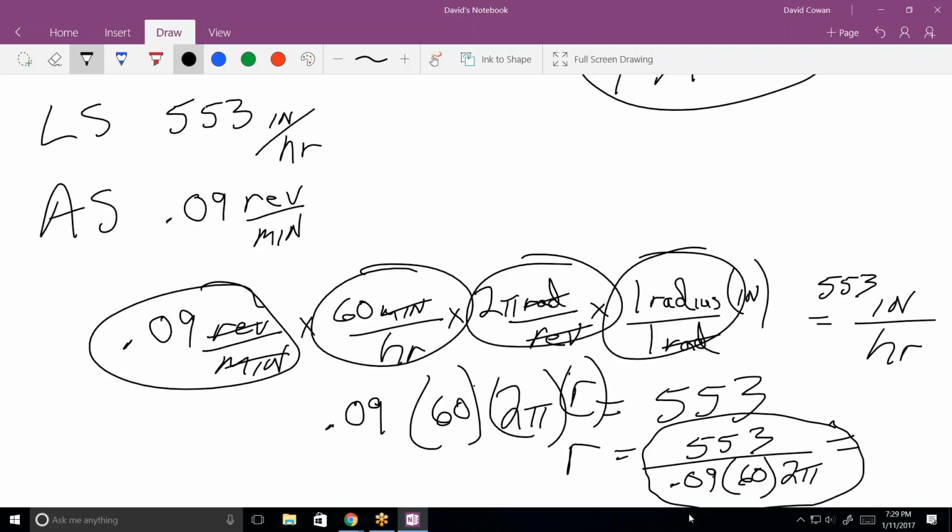Whatever you get. Okay, so 553 divided by 0.09 times 60 times 2 pi equals. Well, you need to put parentheses around that entire denominator if you're going to do it the way you did it. The easier way to do it is to divide 553 by 0.09, then divide that answer by 60, and then divide that answer by 2, and then divide that answer by pi. That way you don't have to worry about the parentheses problem. It comes out to 16.29. And that's a very believable answer for the radius of a wheel.